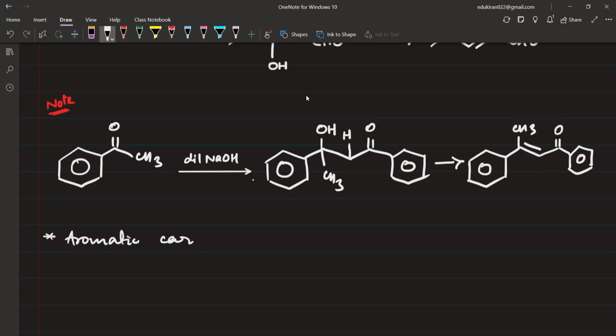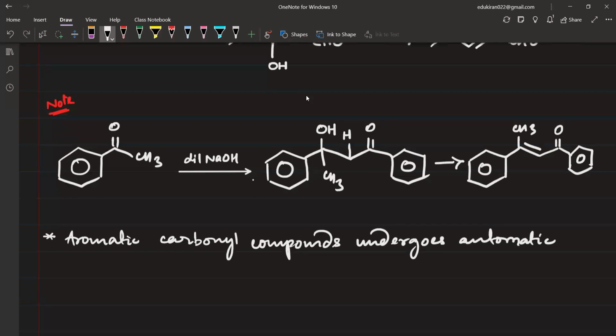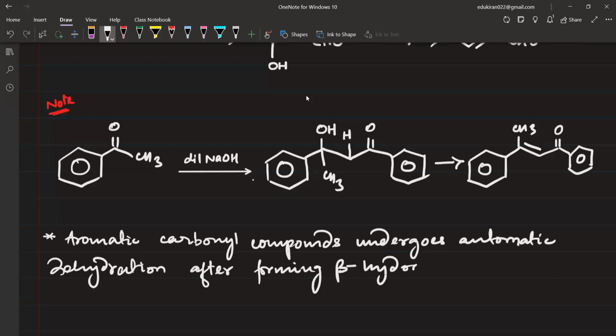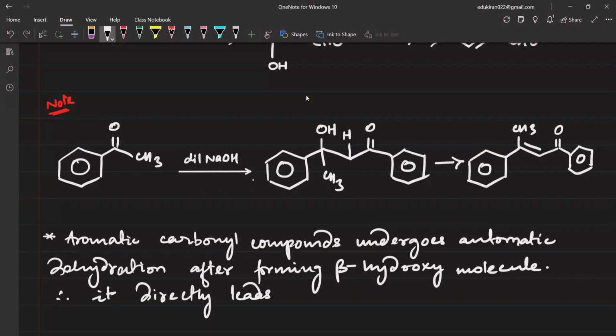Aromatic carbonyl compounds undergo automatic dehydration after forming the beta hydroxy molecule. Therefore, it directly leads to the alpha beta unsaturated aldehyde, sorry, alpha beta unsaturated product. Write that down. Did everyone understand? Yes?